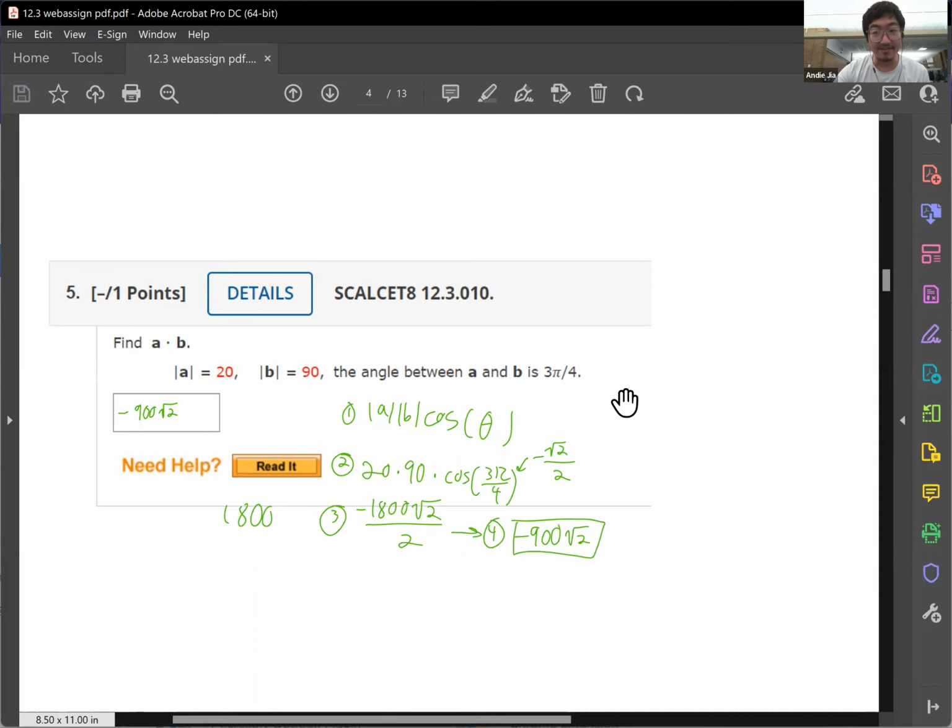And number five, you find the angles here. We already have the magnitudes, and we just put them into the equation. A dot B is A's magnitude times B's magnitude times the cosine of theta, where theta is the angle between A and B. The magnitudes are just multiplied, it's not a dot product, so don't put a dot between them.